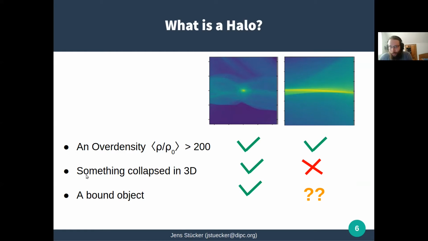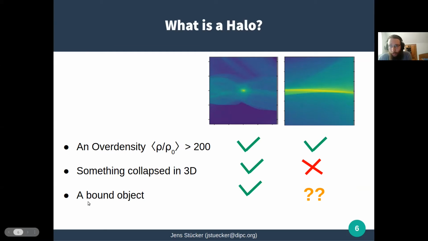Another way of thinking about this is to say a halo is something that should also be collapsed in 3 dimensions. By that definition, the thing on the left side is clearly a halo, but the thing on the right side isn't, because it has just collapsed in 1 or 2 dimensions, but in the 3rd dimension, it's still extended. It didn't have any shell crossing associated with that dimension.